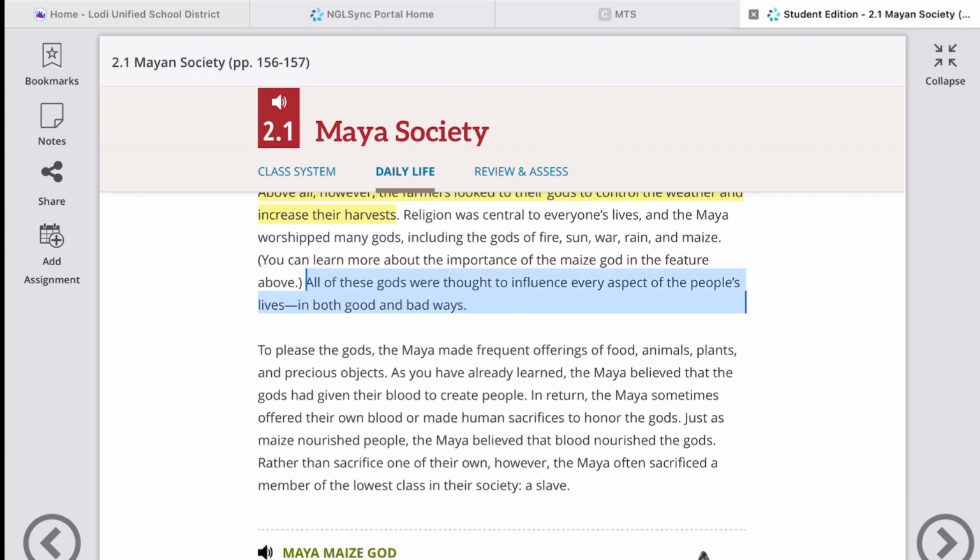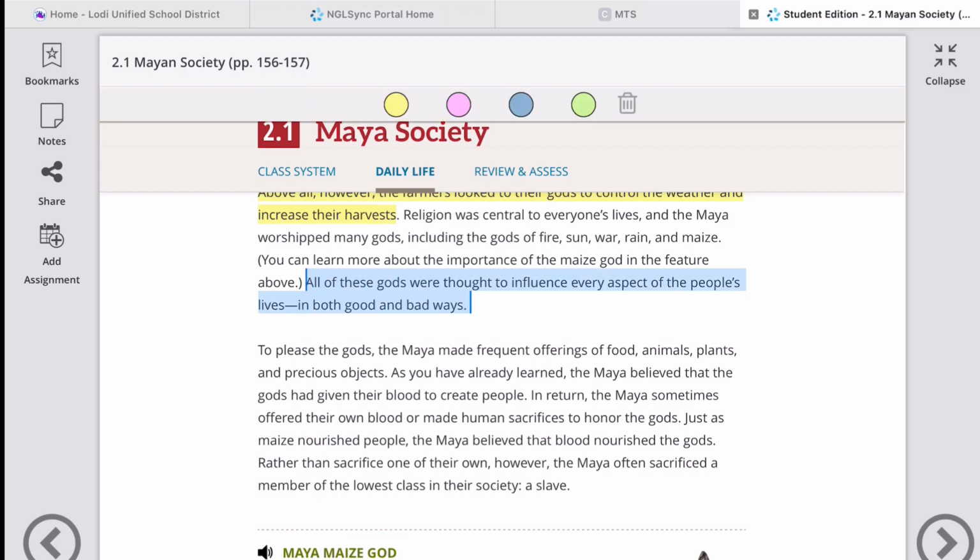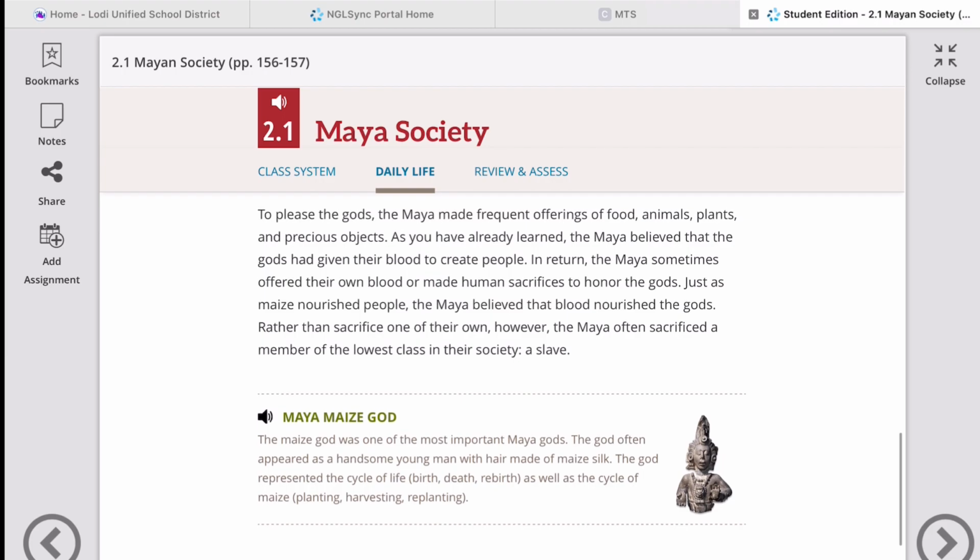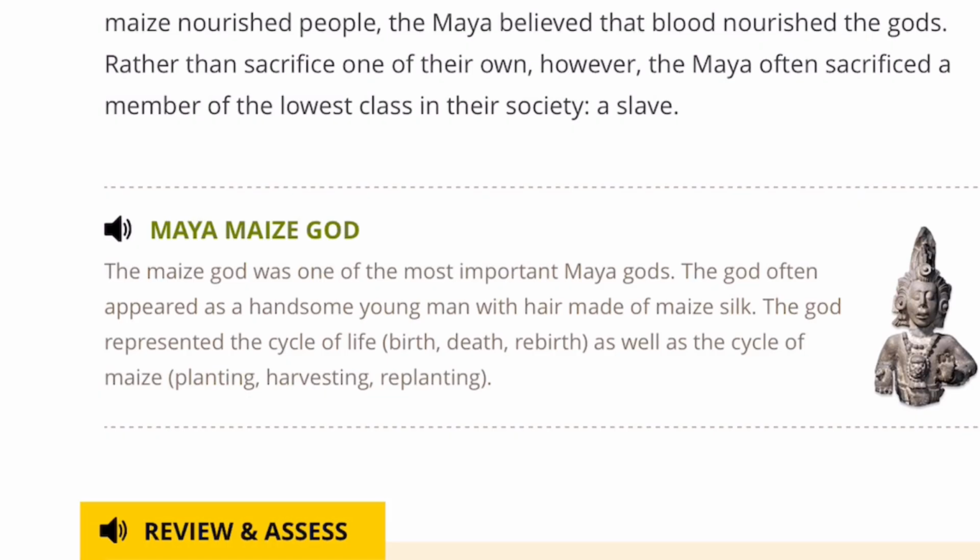Religion was central to everyone's lives, and the Maya worshiped many gods. They are polytheistic. Poly means many, including the gods of fire, sun, water, rain, maize. And we will learn more about this later. So all these gods were thought to influence every aspect of the people's lives in both good and bad ways. For example, the maize god was one of the most important of all the Maya gods that I mentioned.